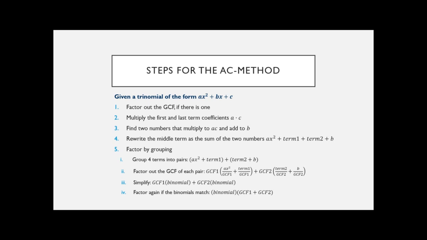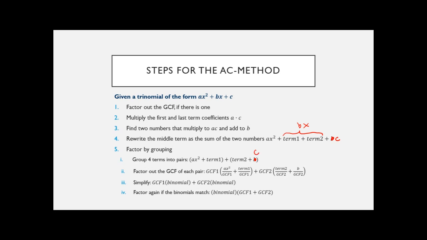Then you are rewriting the middle term. So the middle term is no longer, oops, that's a typo. That should be a c right there. The middle term is no longer going to be plus bx. It's going to be plus something, and those are going to add together to be bx. So we're taking that middle term and we're splitting it up into two pieces. And it's still equal.